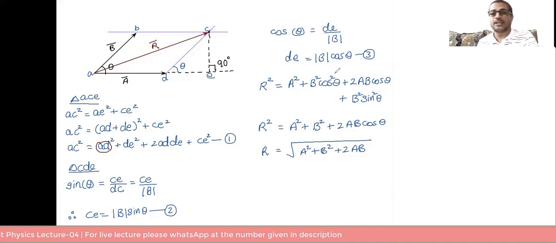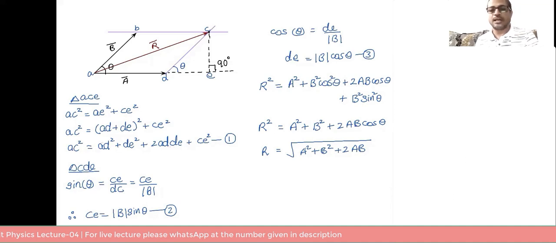So if DE can be written as B cos theta, then DE square can be written as B square cos square theta. Then 2 times, this 2 is here itself, AD. AD is capital A, and DE. This DE, from equation 3, is equal to B cos theta. Similarly, the last term, CE square, is equal to B square. Got it now?